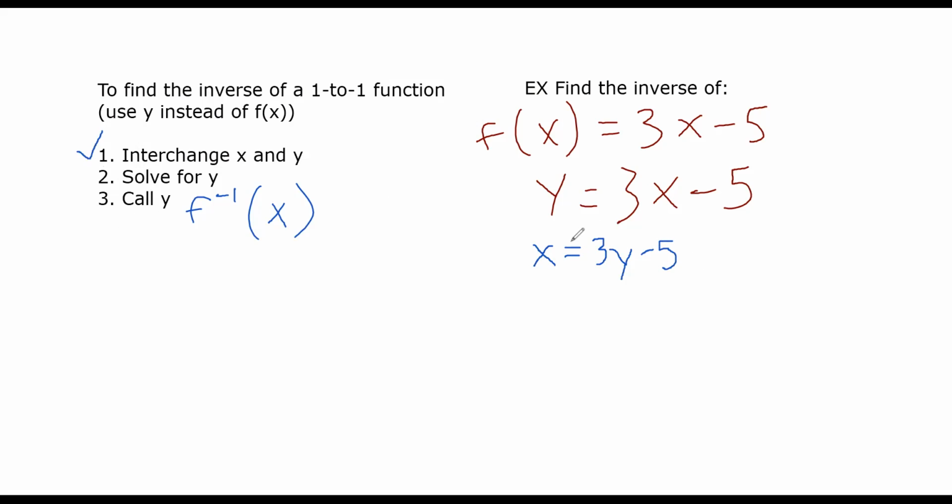Step 2, we need to solve for y now that we have it like this. We need to get y by itself. All right, so let's think about what's plaguing y. Well, this -5 here, so let's add it to both sides. You're going to end up with x plus 5 equals 3y.